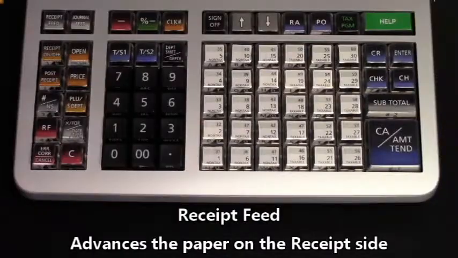And beside me, I have the Casio PCR T2400, and we're going to talk about all the default keys there are on the keyboard. You may not use them all, but you should know what they are. This is the receipt feed key. Holding this key down will advance the paper from the receipt side, which is the left side, the customer receipt.